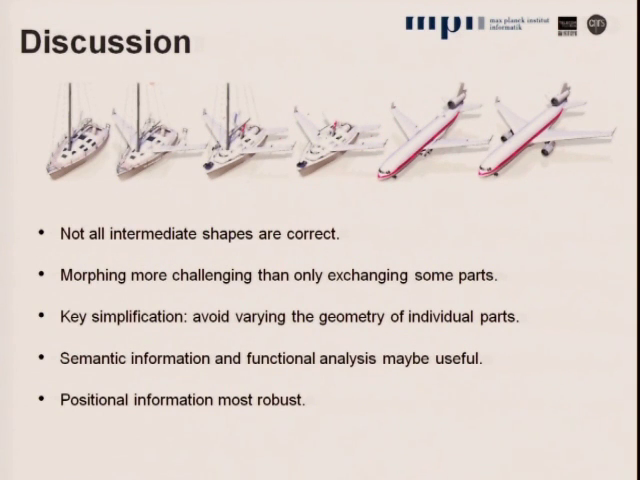Maybe semantic information and functional analysis would be useful. We saw a boat that was equipped with jet engines, because we don't currently have any semantic information; it works purely on positional information, so we get semantically wrong recombinations. But the key take-home message is that positional information, if applied in this hierarchical fashion, is very powerful and a good tool to match shapes.